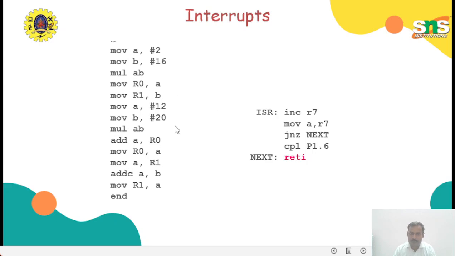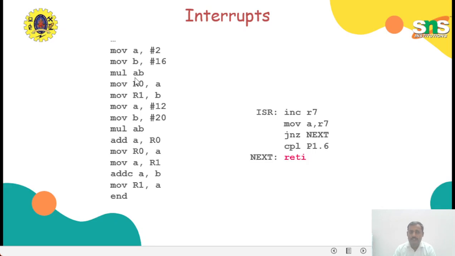So we can see both programs line by line. Look at the first instruction: MOV A, #2. That 2 is an immediate value that will be moved to the accumulator. The second one, MOV B, #16. The 16 is another data that will be moved to the B register. Now I am performing MUL AB. That means the A and B register values will be multiplied. This 2 and 16 are multiplied.